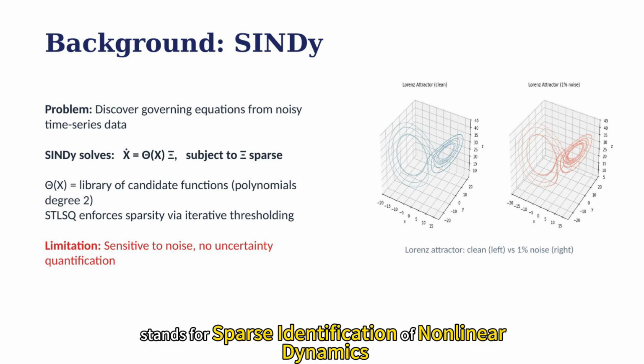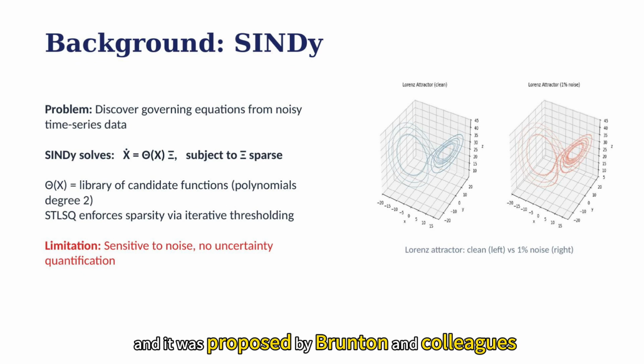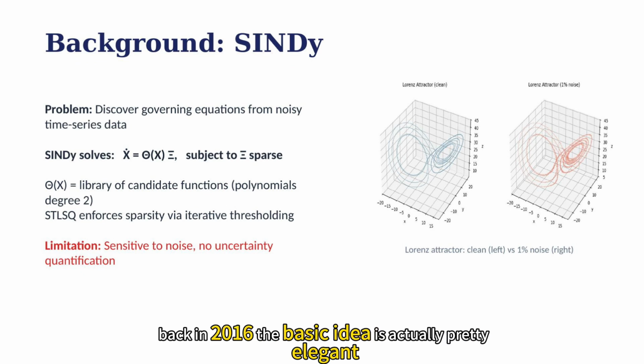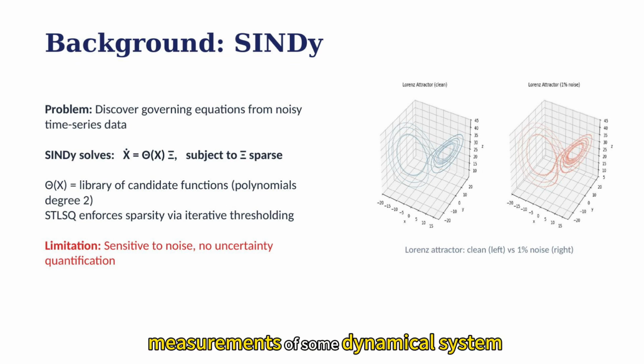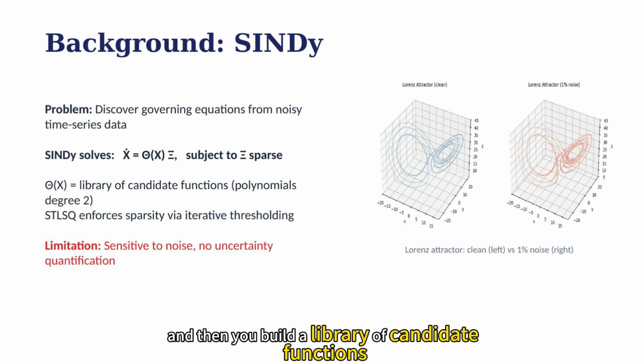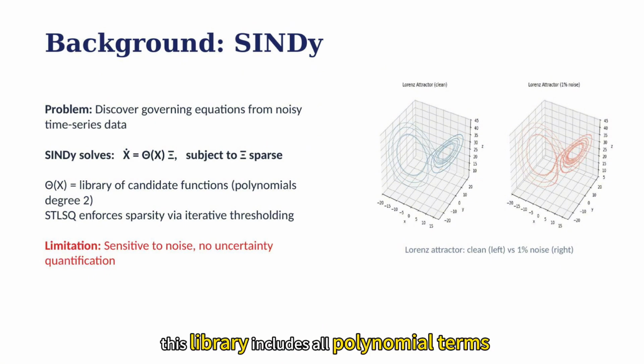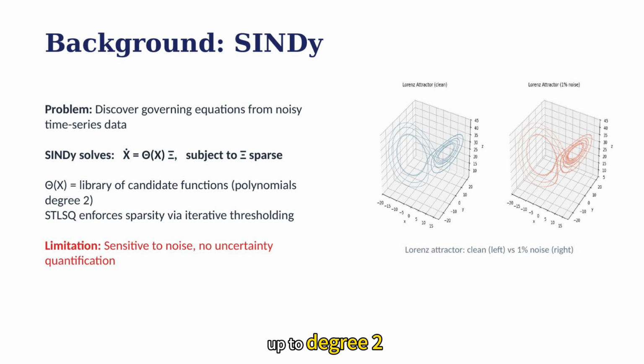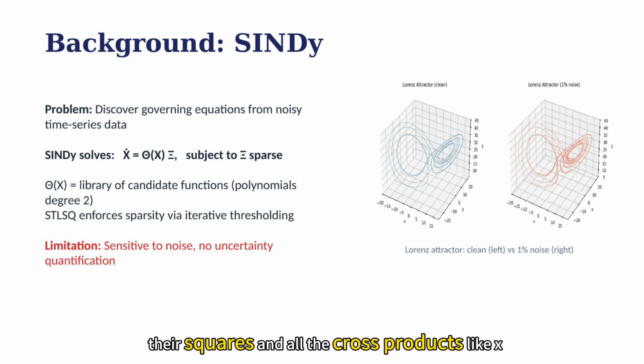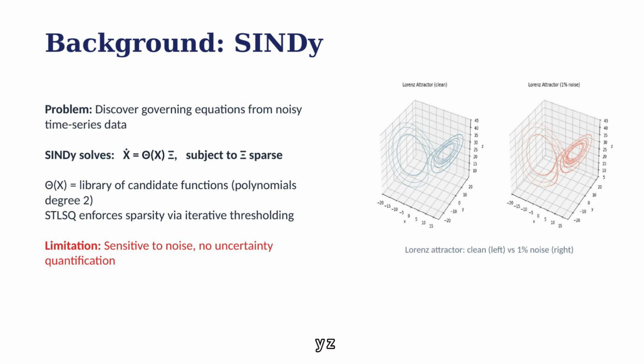Okay, so let me start with some background. SINDy stands for Sparse Identification of Nonlinear Dynamics, and it was proposed by Brunton and colleagues back in 2016. The basic idea is actually pretty elegant. Say you have time series measurements of some dynamical system, you compute the time derivatives numerically, and then you build a library of candidate functions. In my experiments, this library includes all polynomial terms up to degree 2. So for a system with variables x, y, z, the library would have constants, the variables themselves, their squares, and all the cross products like xy, xz, yz.